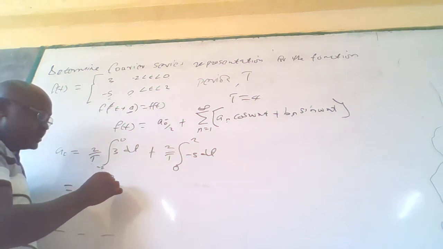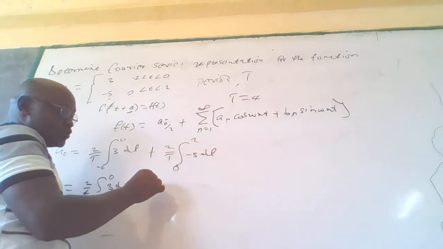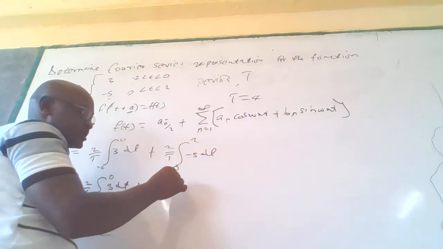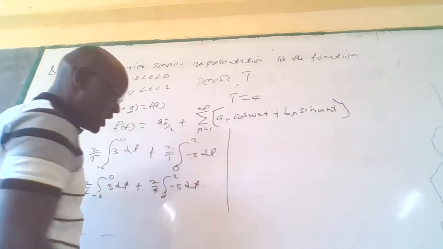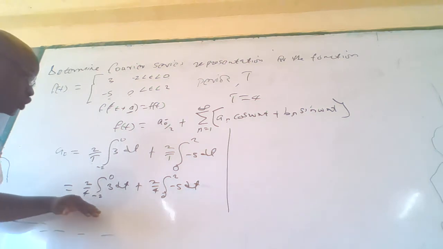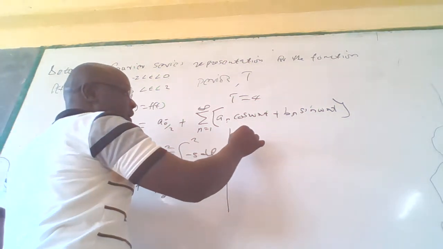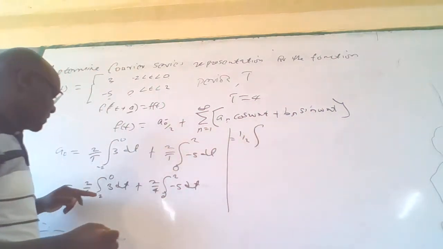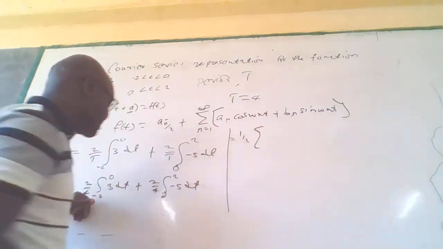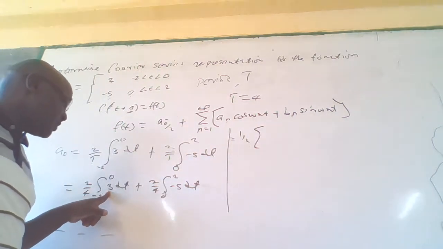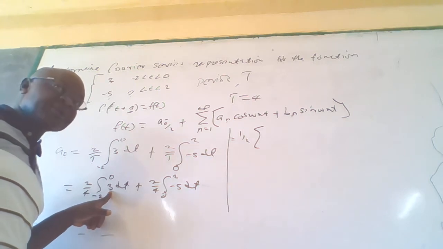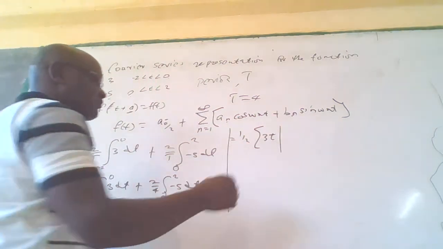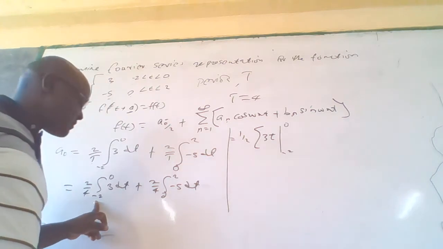F of t is 3, then dt, plus 2 over 4, integrating from 0 to 2, where our f of t is -5, then dt. So from here we have now a half. We divide 2 and 4 by half. Then you can simply integrate. When you integrate 3 with respect to t, we have 3t, but we are integrating from -2 to 0.